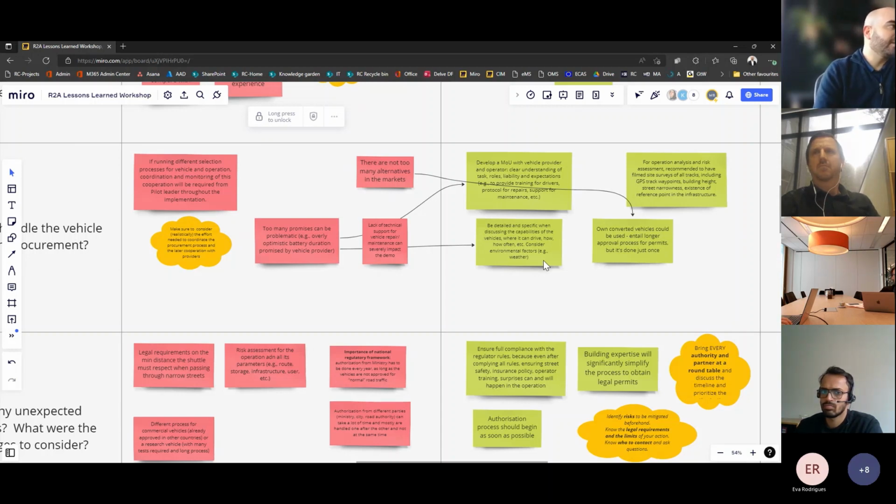Also, you're not only obtaining a vehicle, but also need to have adequate technical support. So having the provider of the vehicle available for repairs and maintenance is key, because otherwise it can really severely impact the demo with delays and maybe force partners to go ahead and do the repairs on their own.